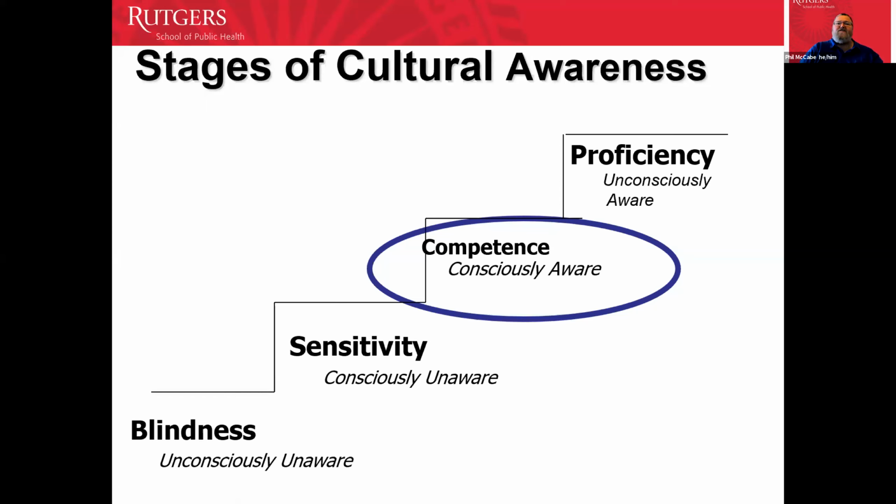Then we become more consciously aware and we increase our sensitivity. So we're like, oh, there might be something that is interfering with how services are received or delivered. And then we become consciously aware. And that's when we have our competency, that we're able to make adaptations and be flexible. Moving beyond that is when we reach a level of proficiency.